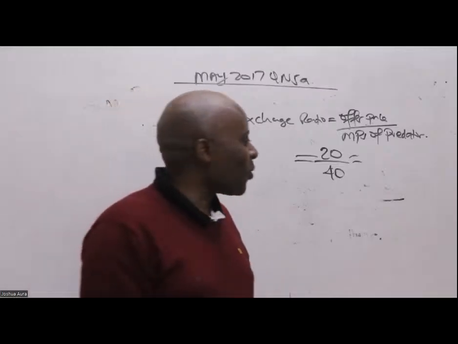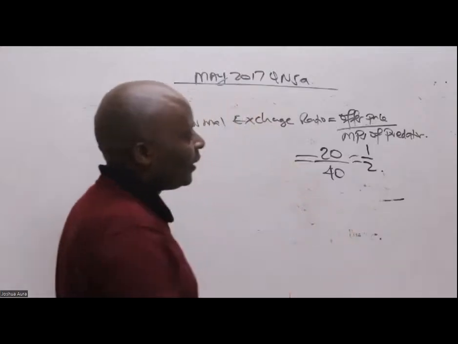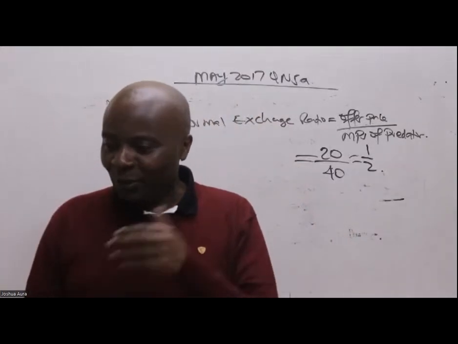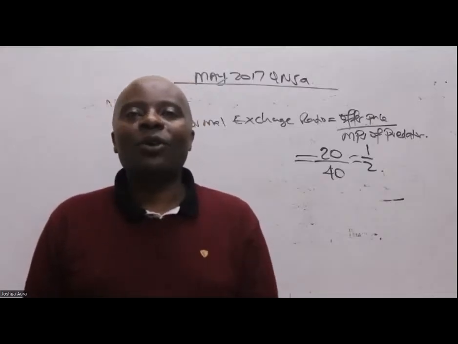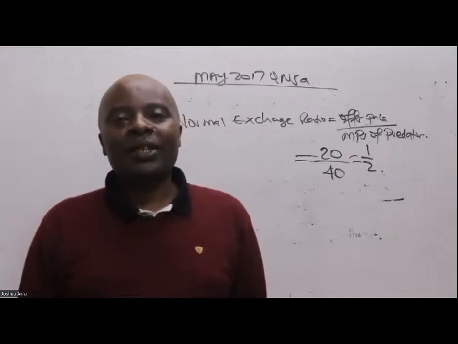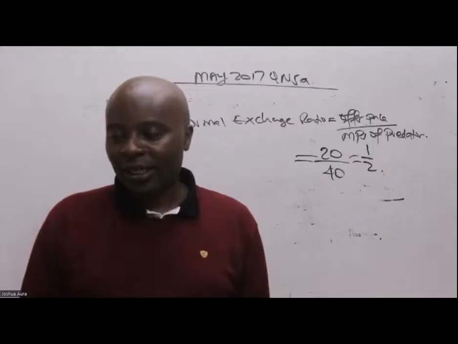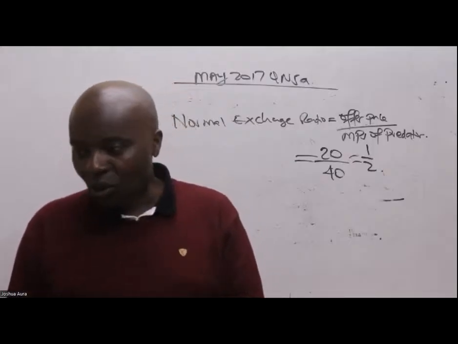So 20 over 40. This gives me a half. We don't write just 0.5. Exchange ratio can never be written as a decimal. Don't forget that. Exchange ratio shall always be written in form of a fraction.